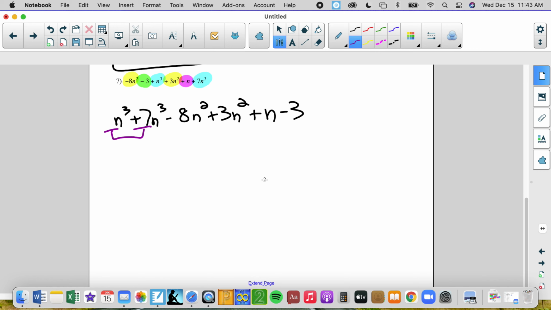Coefficients 1 and 7 makes 8n to the third. We've got negative 8 and positive 3, which makes negative 5n squared. We have a positive n that doesn't have a partner, so that just comes down. And then we have a constant that also doesn't have a partner, that just comes down.